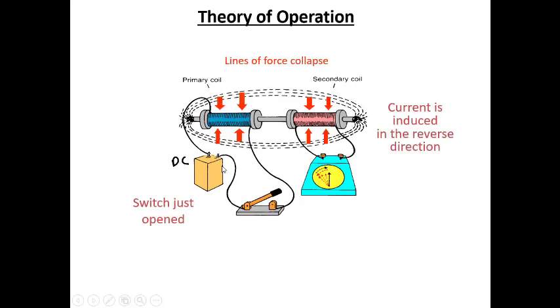When the switch is opened, what happens is the magnetic field collapses, and we see a change in the magnetic field where the magnetism is going down, and then the current is induced in the opposite direction.